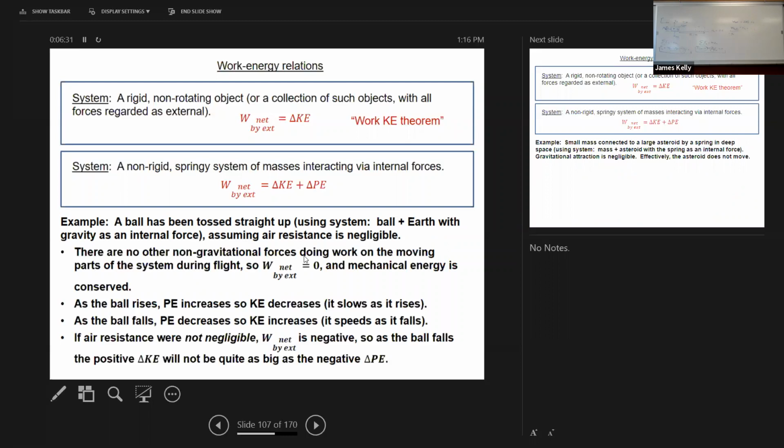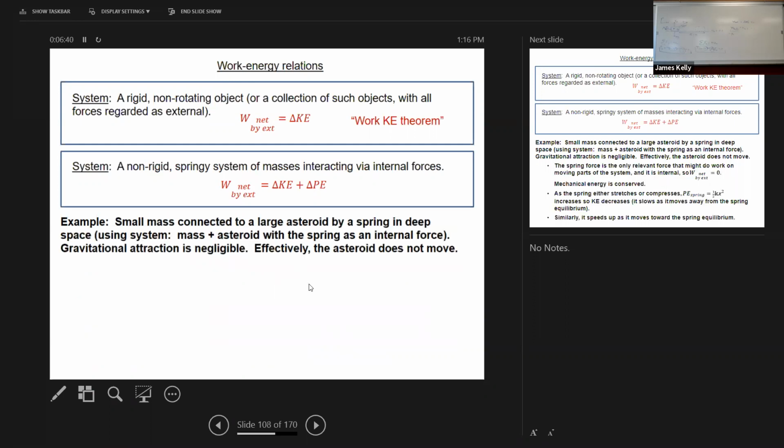What's going on is, when mechanical energy is conserved, you're just trading off between potential energy and kinetic energy. However much the potential energy goes down, the kinetic energy goes up. And that allows you to figure out what some final velocities might be, for example.